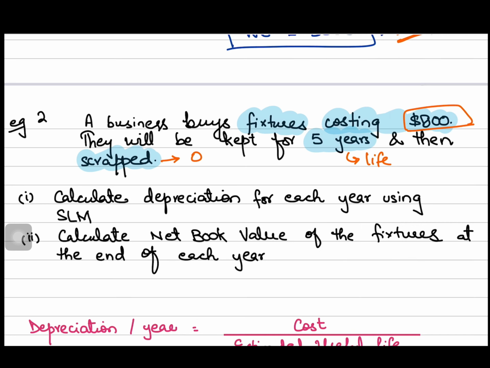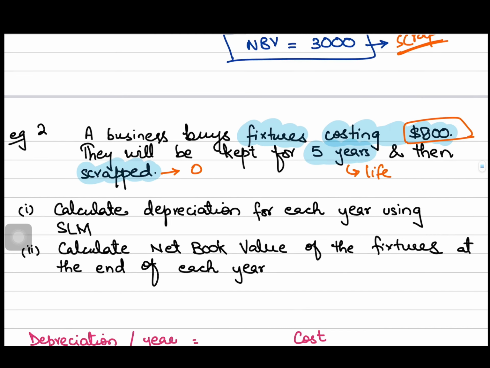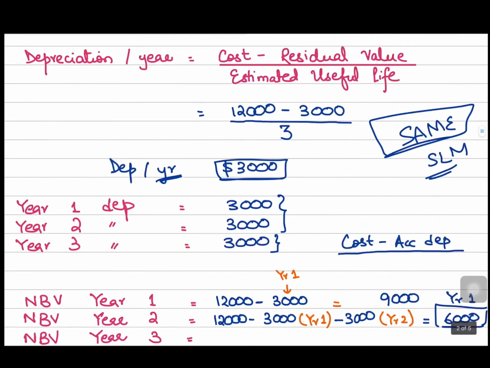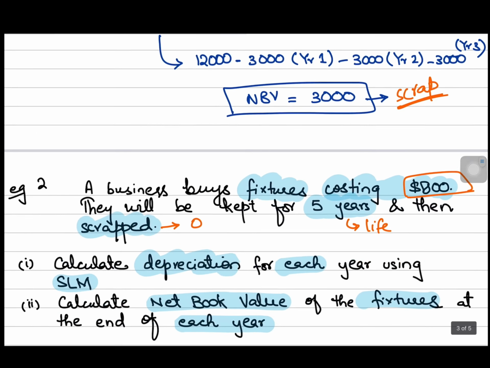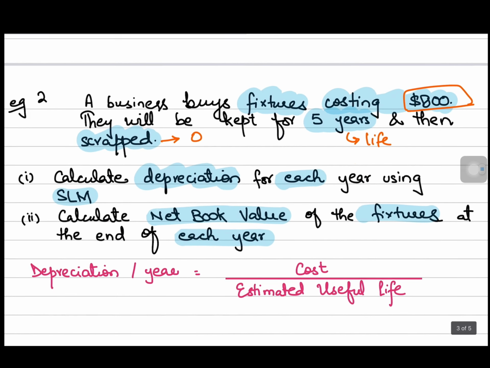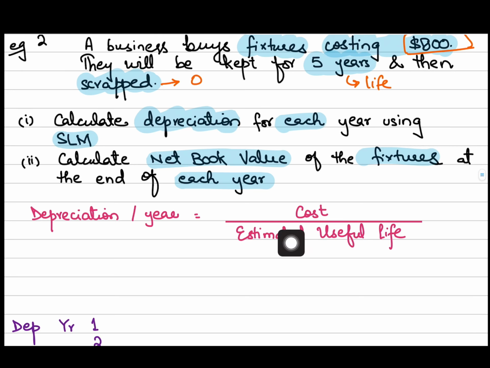Now the first requirement again is to calculate depreciation for each year using the straight line method, and then the net book value of the fixtures at the end of each year as well. Very good. And the life is 5 years. So should I again use the same formula, cost less residual value divided by estimated useful life? No, because the residual value or the scrap value is not given to us in this question, and that is 0. So we will simply be using the formula cost divided by the estimated useful life.